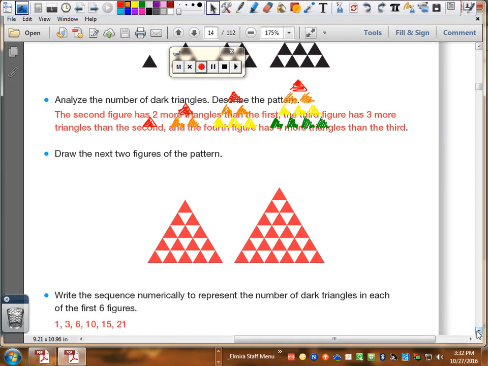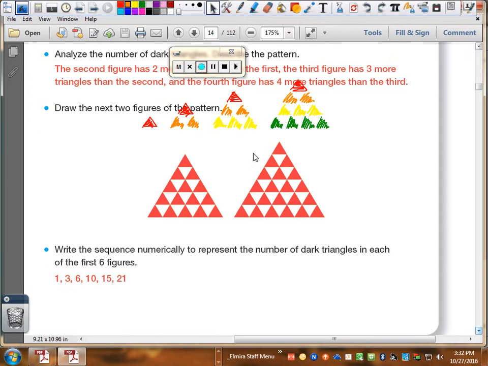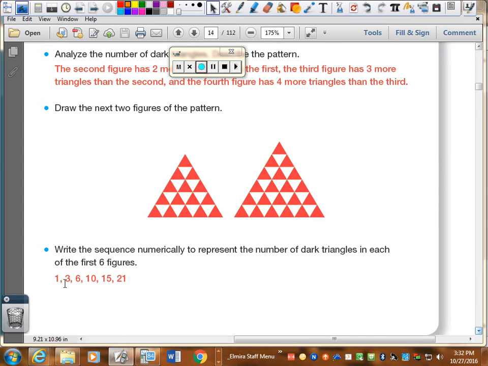So these are the next two. I bet that was good fun drawing that. Okay, so the first diagram had one triangle in it, then 3, then 6, then 10, then 15, and then 21. It had 21 colored in triangles.